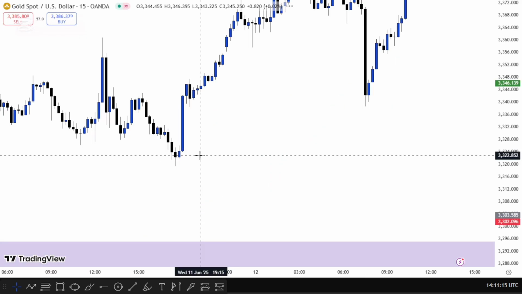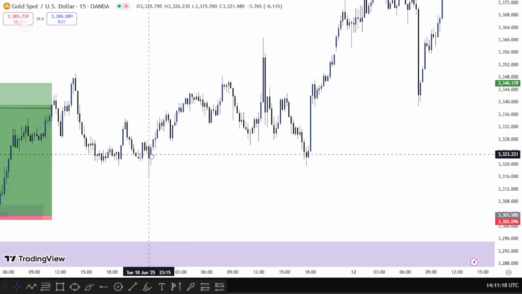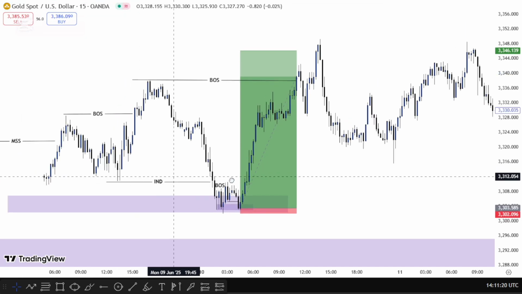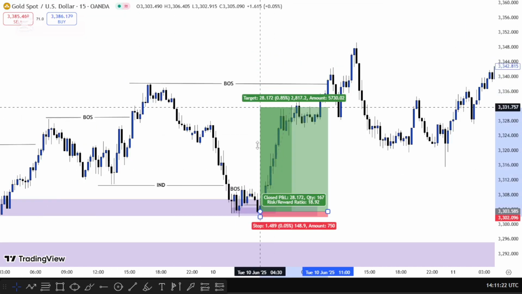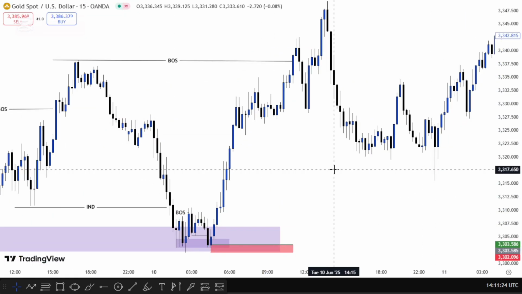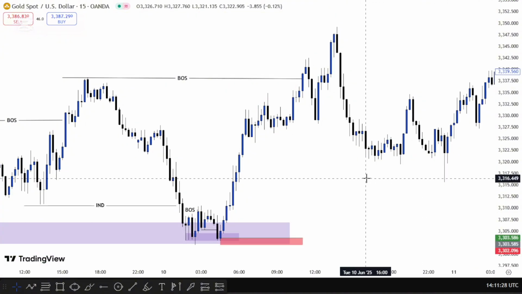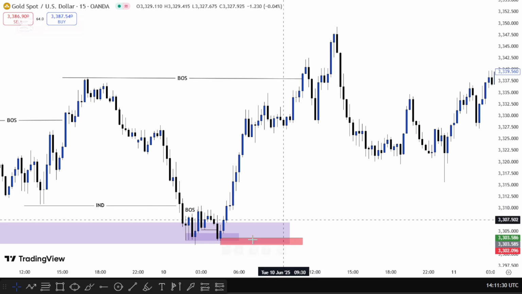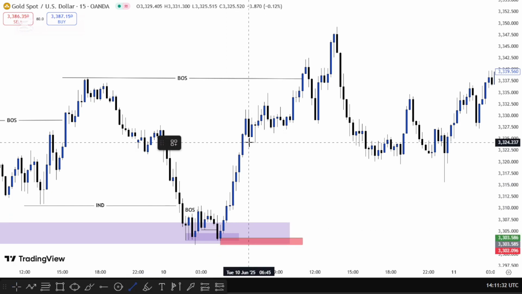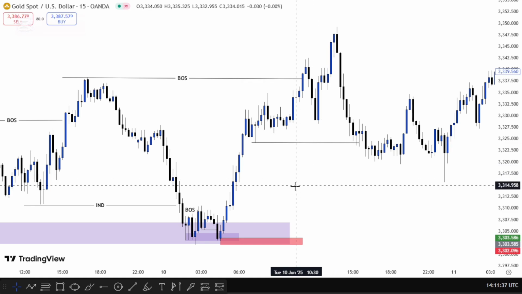All right, we're just going to go ahead and mark a few things. All right, so now I'm just going to take this down a little bit. So where is my inducement and where is my breaker block? All right, so here is my inducement level, because this one is close to my breaker block, which I'm going to mark.